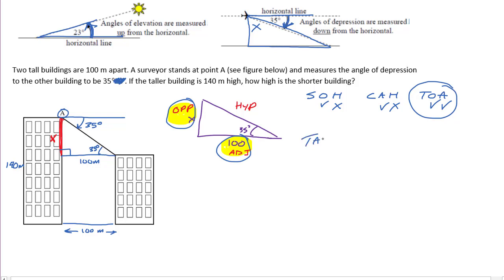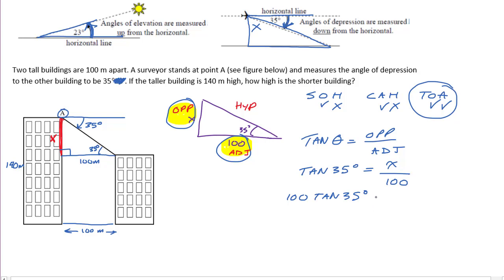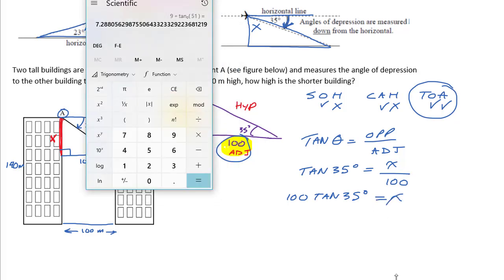All right, so let's set it up. Tan of an angle is opposite over adjacent. So set up your expression for me, then sub in what we know. Tan of 35 degrees is the opposite, which we're just going to call X, over 100. So we're going to multiply both sides by 100: 100 times tan of 35 degrees. And let's punch it in our calculator and see what we get here.